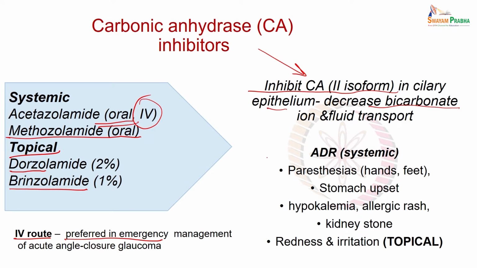The adverse drug reactions of carbonic anhydrase inhibitors are paresthesia, particularly a tingling sensation in hands and feet. It can often cause stomach upset, hypokalemia and allergic rash. And when you apply it locally, that is topical application, redness and irritation is often seen.